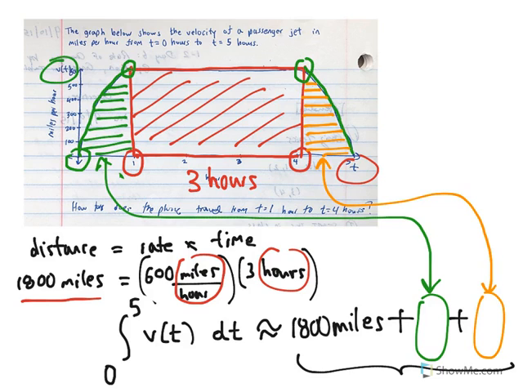We were able to find the exact distance traveled by the plane from 1 to 4 hours because the velocity function on that time interval was constant, but on the time interval from 0 to 5 hours, we will settle for an approximation just because at this point, we're not quite sure how to find the exact area of the green and the gold regions because the velocity curve on each of those time intervals is not a line segment, but a curve.